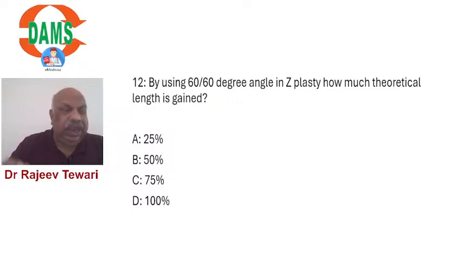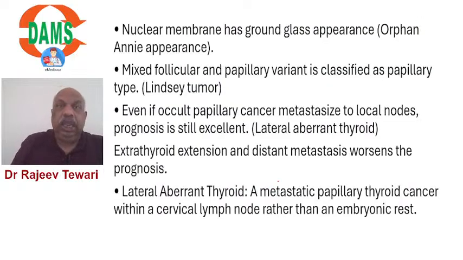Lateral aberrant thyroid is an occult papillary lymph node secondary. So this is a misnomer. Neither is it aberrant nor is it thyroid. BRAF mutation you get here, that's absolute. P53 and BRAF, that's correct. So lateral aberrant thyroid is a misnomer, which is a lymph node involvement of cervical lymph node with metastatic papillary cancer.